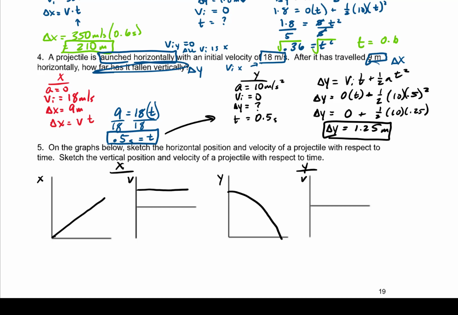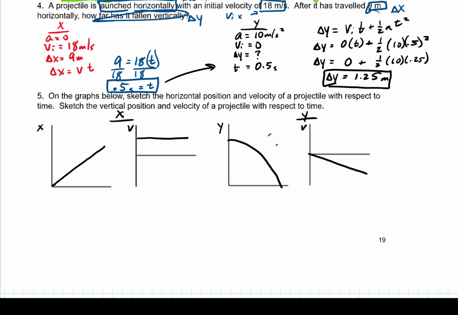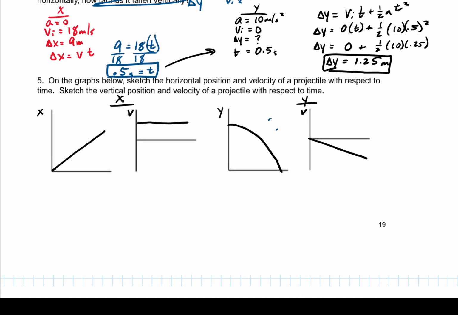In the y direction, we're just falling down. So we start off with 0 velocity in the y, and we're above the ground. We move closer to the ground with an acceleration that's down. That's why we are concave down here. It has to be a curve because we're accelerating. And then the y velocity, I start off with 0 velocity, and it increases in the downward direction.